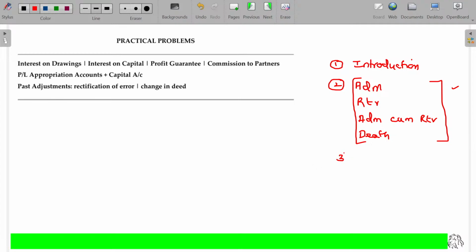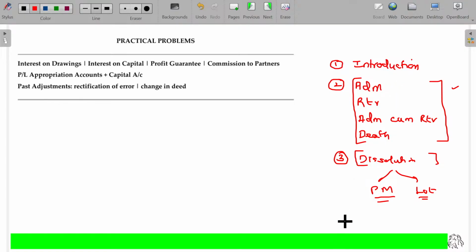And what happens in case the firm is closed, or dissolution? Okay, so you have to understand this dissolution part also. Here we have a piecemeal distribution as well as a single lot closure of the business. These two angles we have to study. Clear? And of course, all three will be applicable for the CA Foundation as well as CMA Inter Group 1.